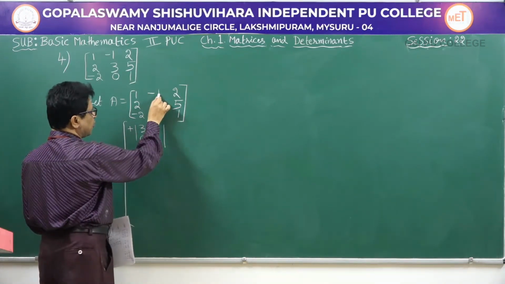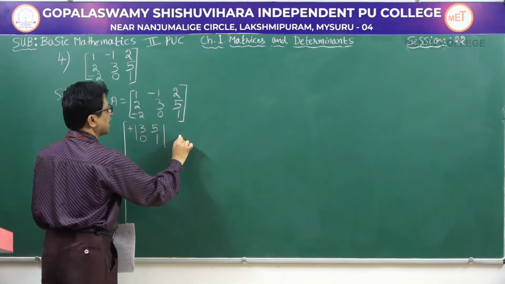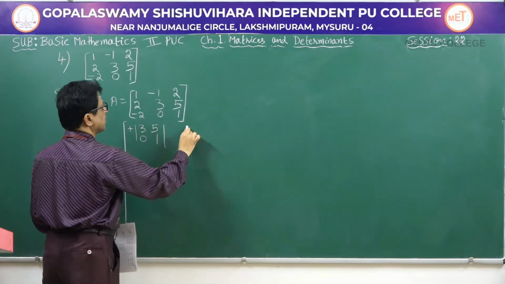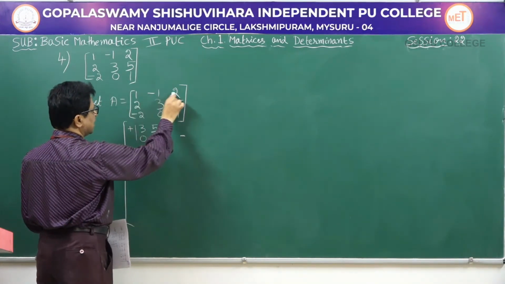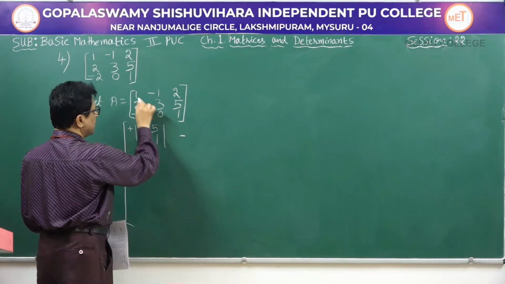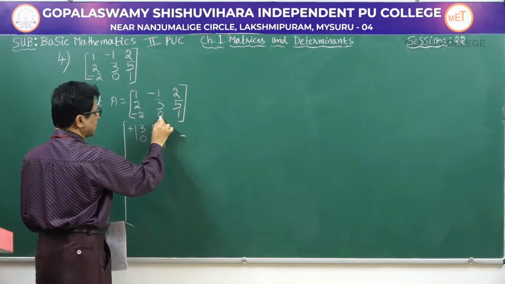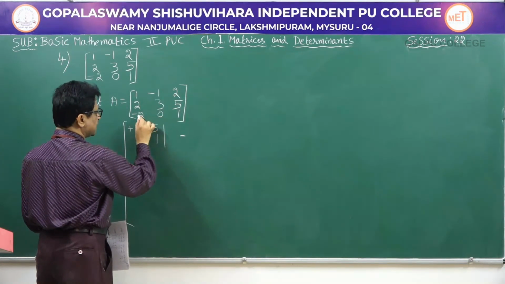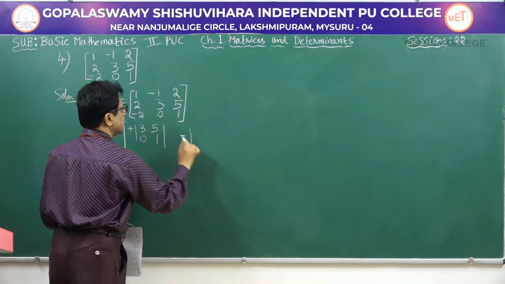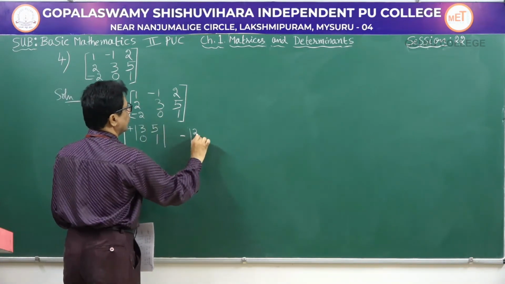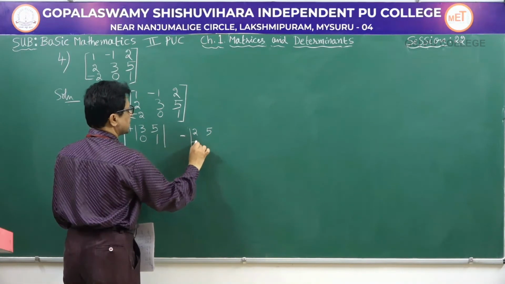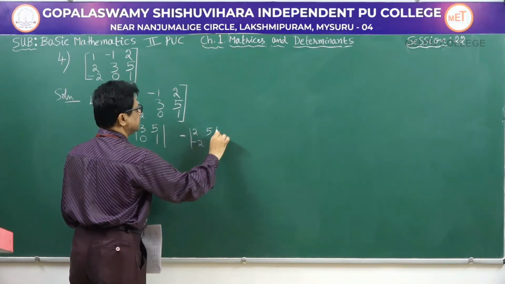Next we shall find the cofactor of minus 1. First we shall write the sign minus. Minus 1 lies in the first row and second column. We eliminate the first row and second column and take the determinant of the remaining elements. That is determinant of 2, 5, minus 2, 1.